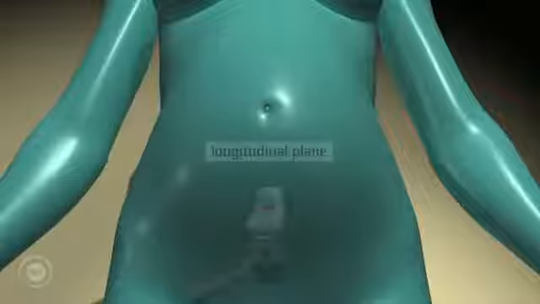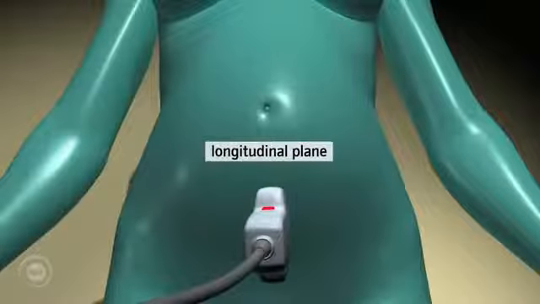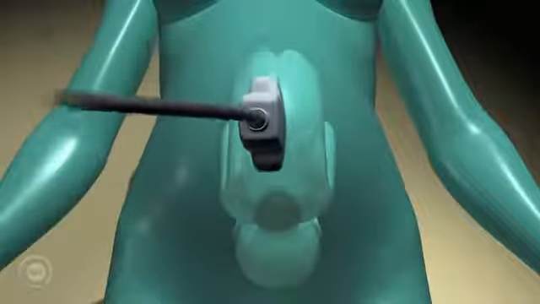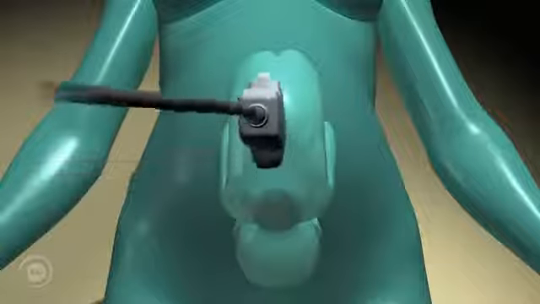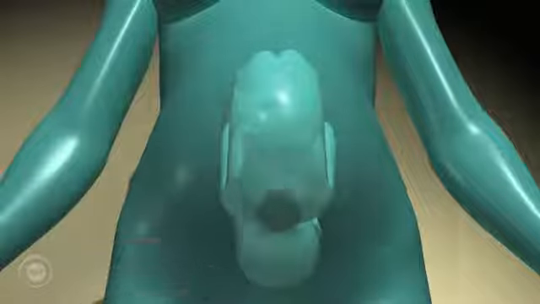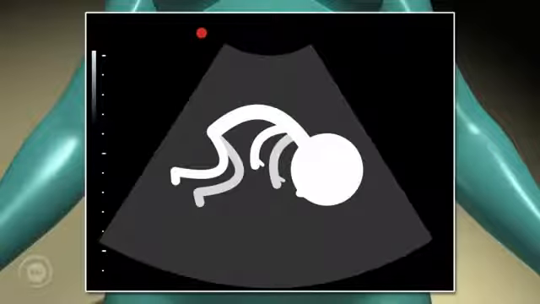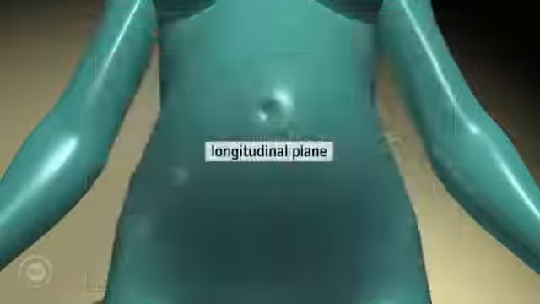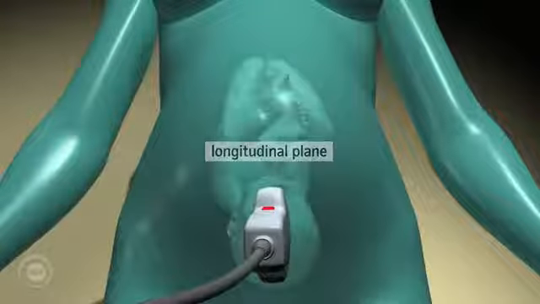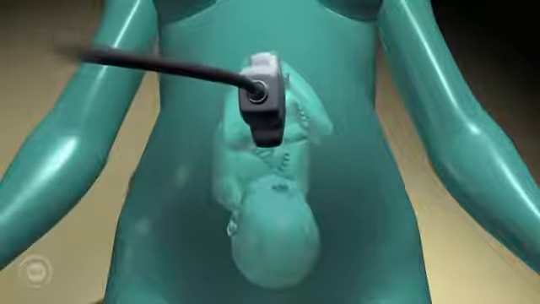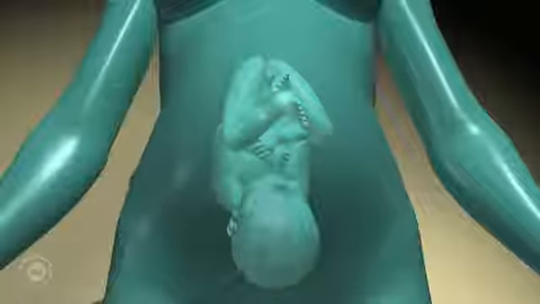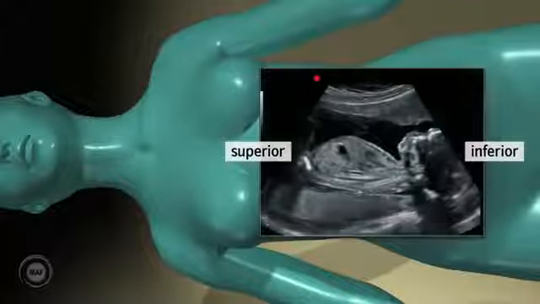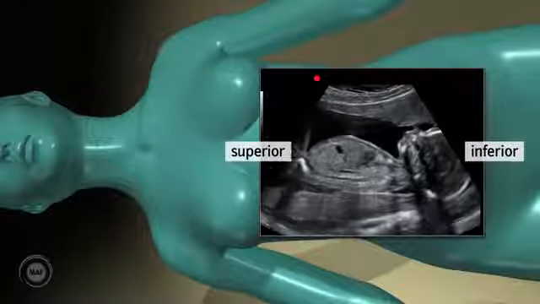Back anterior. Scanning in the longitudinal plane, the fetus's spine will be lying just under the mother's abdominal wall. The head will be to the right of the screen, and the fetus's back will lie at the top of the screen. So to summarize, when scanning in a longitudinal plane, the right side of the screen always shows the inferior part of the mother, and the left side of the screen always shows the superior part of the mother.